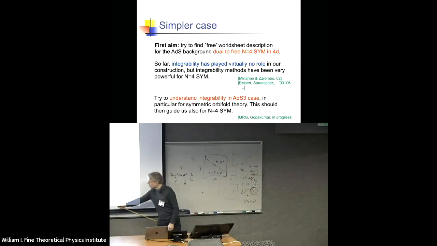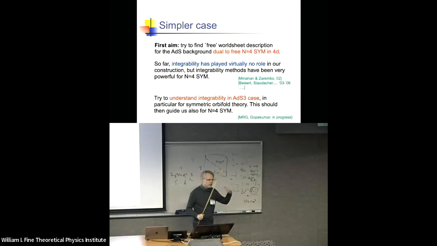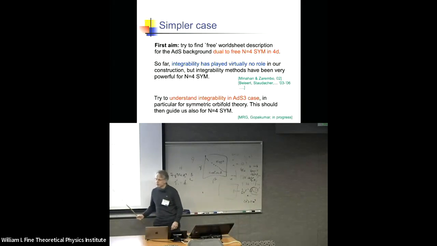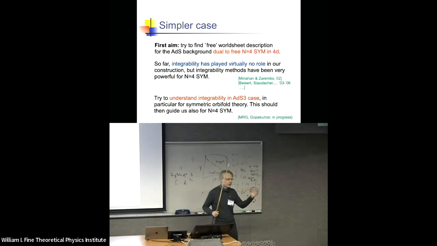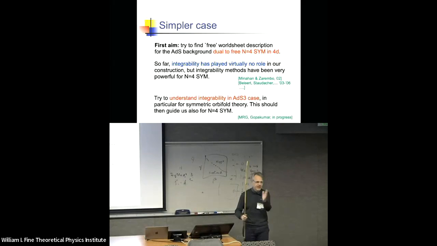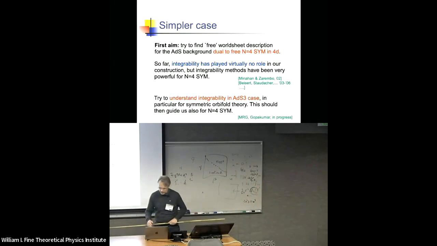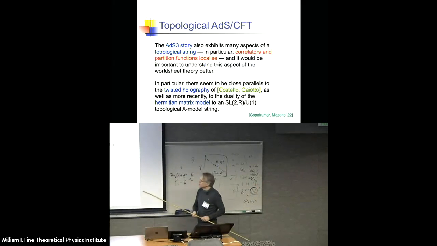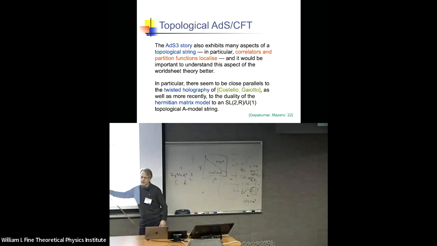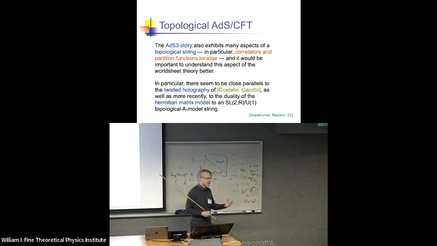I think we've made some progress. We believe we understand essentially how this spin chain description works for the symmetric orbifold theory. We don't quite understand yet how this is related to all the other spin chain proposals, but I think we have a foothold where we can make some progress. So this is the one direction. The other direction I think that is interesting is that the AdS3 story in some sense looks like a topological string, although it isn't a topological string.